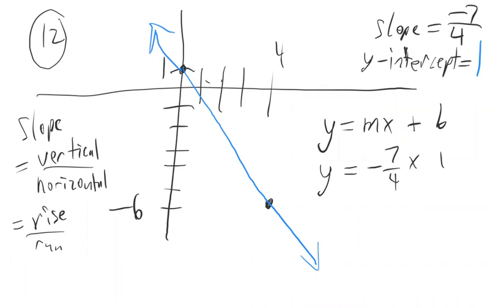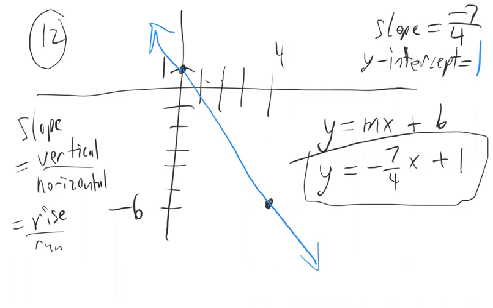And then you just add the y-intercept. So your final answer is y equals negative 7/4 x plus 1. So that's perfect. Now let's try number 13.